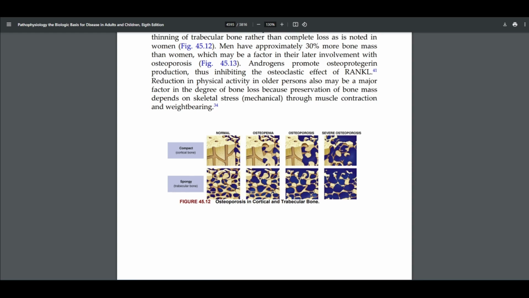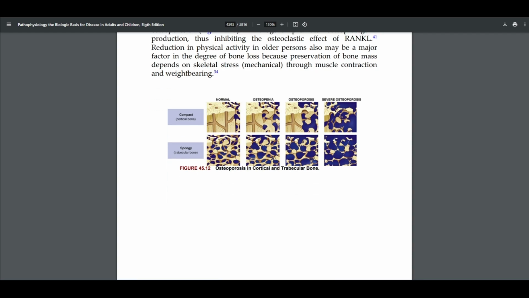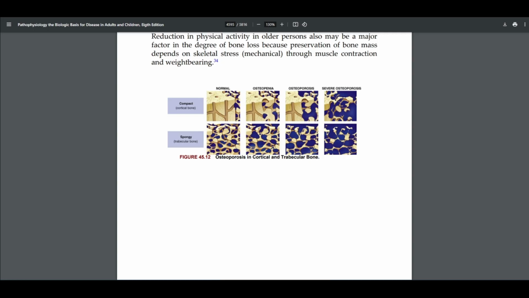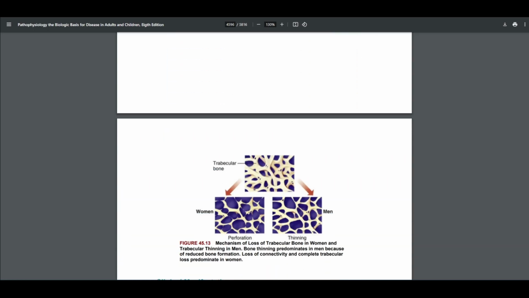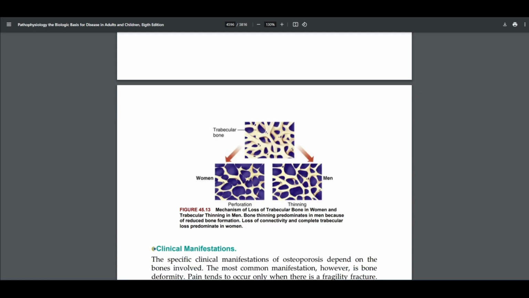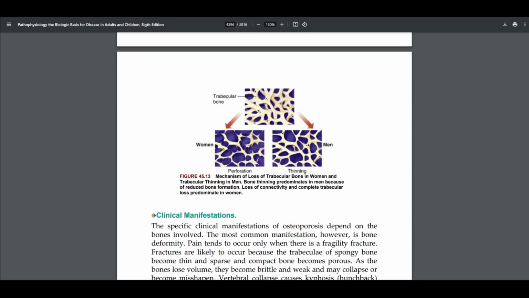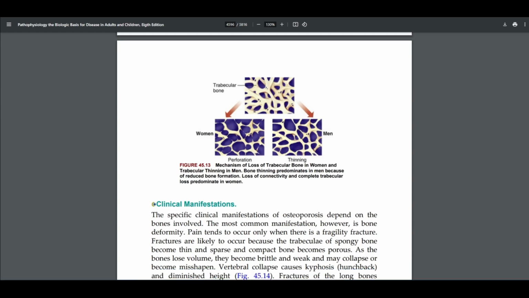So here you see different levels of osteoporosis. And here's the mechanism of loss of trabecular bone in women and trabecular thinning in men.